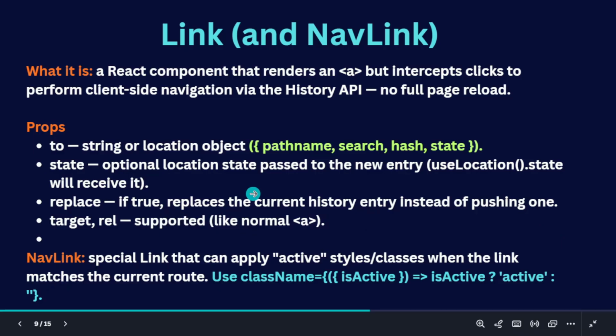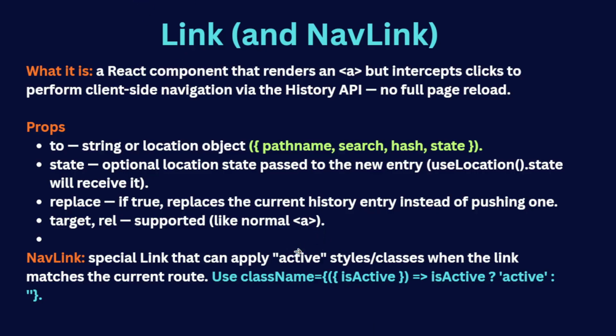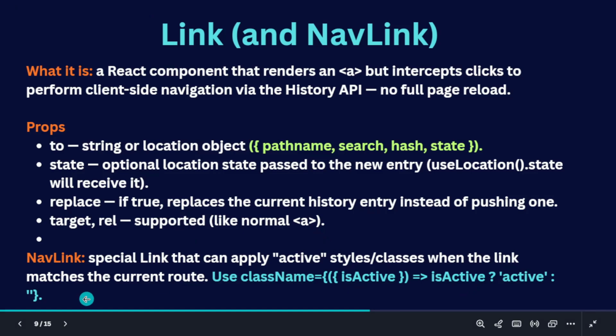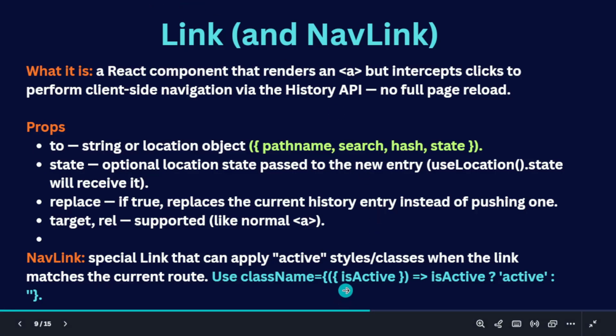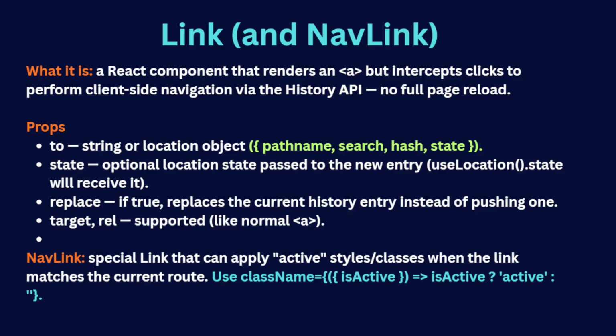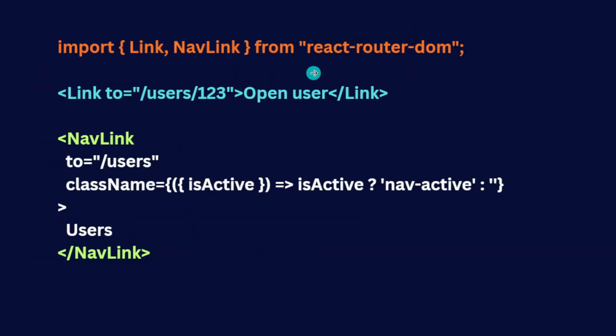Okay, so you can also use NavLink, special like Link that can apply active style classes when the link matches the current route. When we are going to use this NavLink, you can get more clarity. So if you want to style, you can see the prop is active, right? So yeah, here I will just give you the overview, but when we are working on style or the logic, then you can understand. Okay, that is the thing. So Link and NavLink.